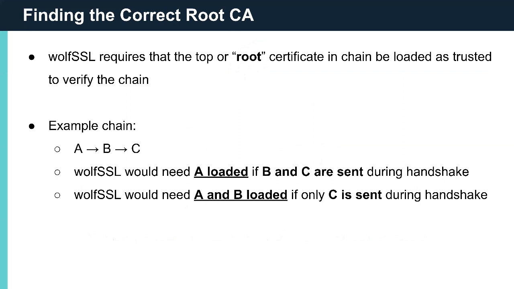So here we have an example chain A, B, C. If that gets sent from the server to the client, if B and C, C being the peer cert, B being an intermediate cert, are sent by the server, wolfSSL needs to have A loaded as a trusted certificate to verify the chain. If only C is sent, so that's only the server certificate, then wolfSSL would need to have both A and B loaded as trusted certificates in order to walk up the chain and get from C to A and verify the correct chain.